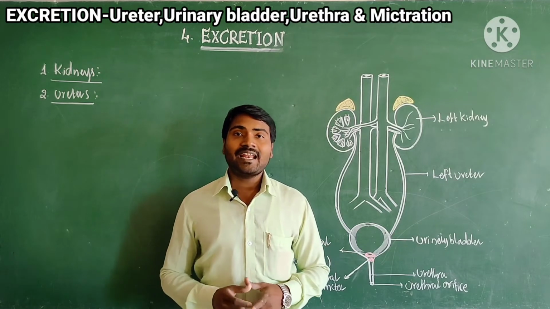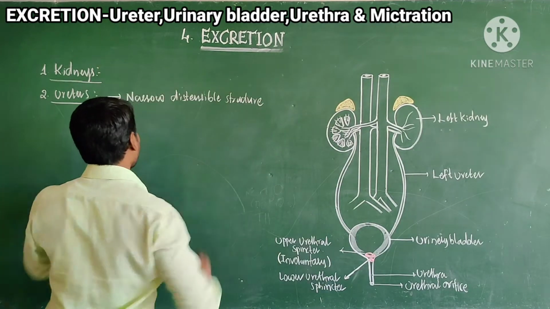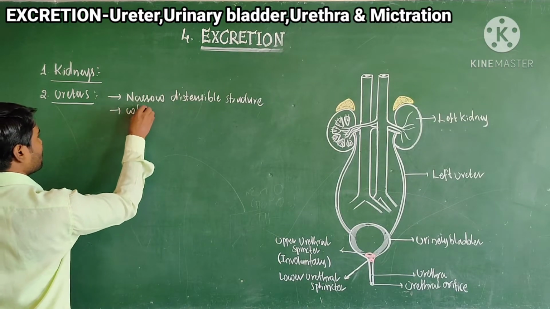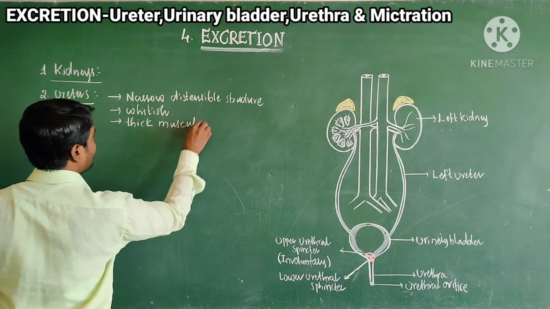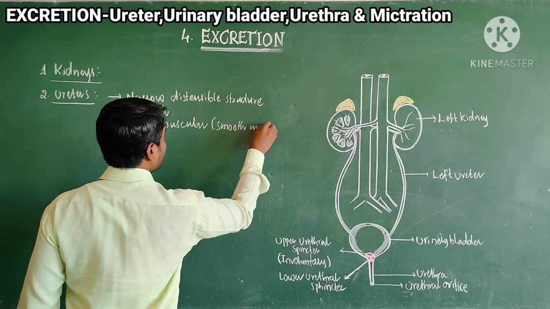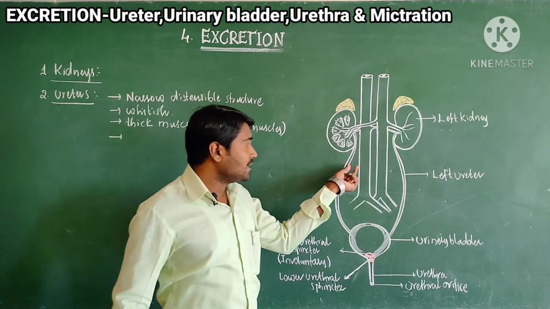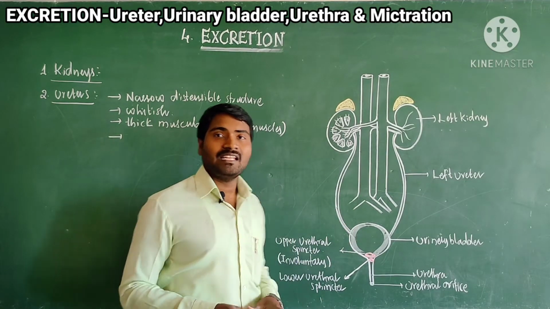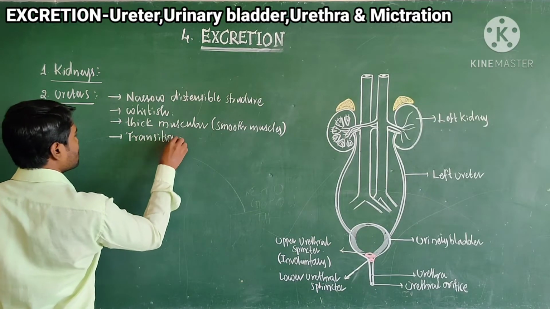The ureter is a distensible tube-like structure which comes out from the kidney. It is a narrow distensible structure, whitish in color. Thick muscular structure, specially made up of smooth muscles. And the inner lining is made up of a special type of epithelium called transitional epithelium.